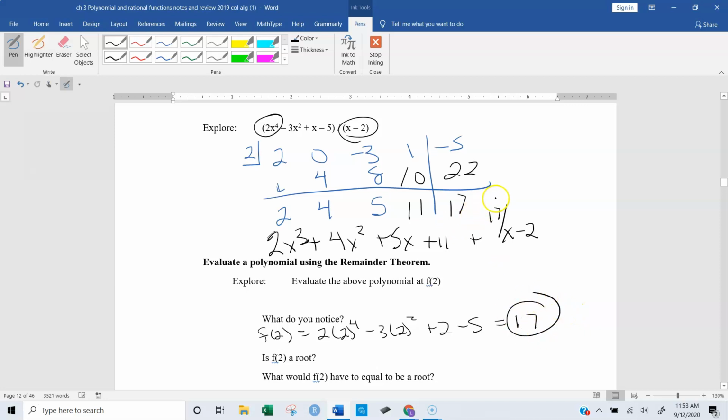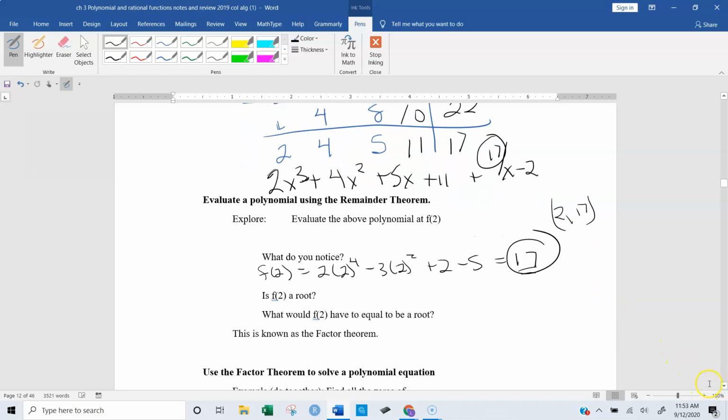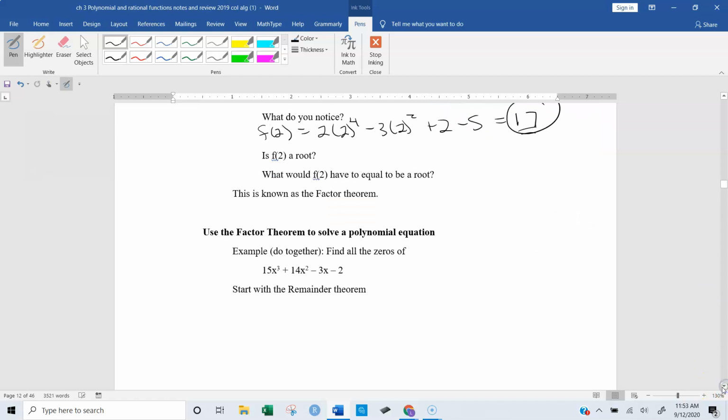If you notice, these are identical. When you plug it in, it gives you the remainder, which is a point on the graph. So this is 2, 17. And it tells you it is not a root because this is not 0. 2, 17 is not an x-intercept because you do not have a 0. All right, so we use that sometimes to help us find things. And we just talked about not 0, and this is known as your factor theorem.